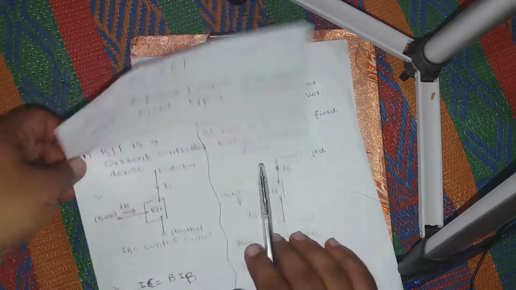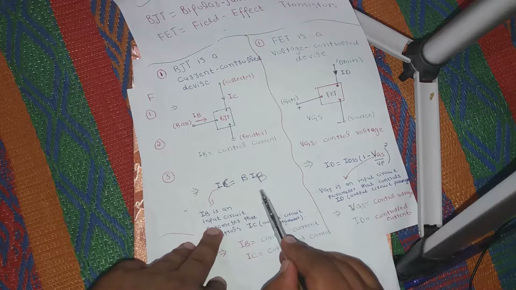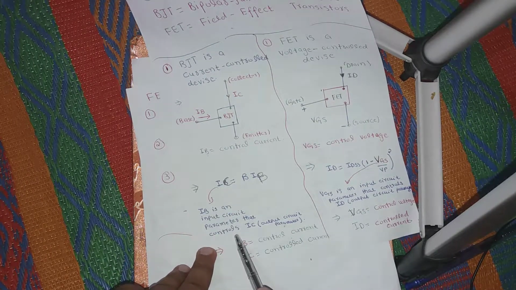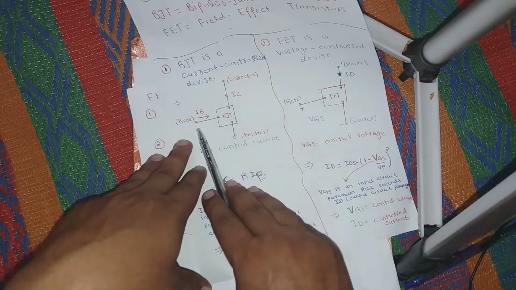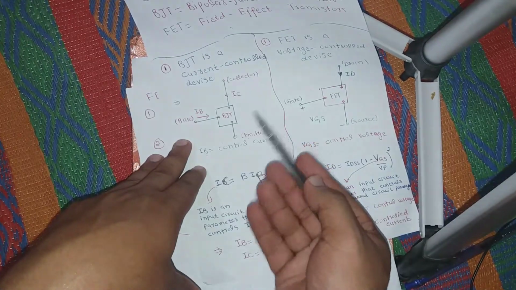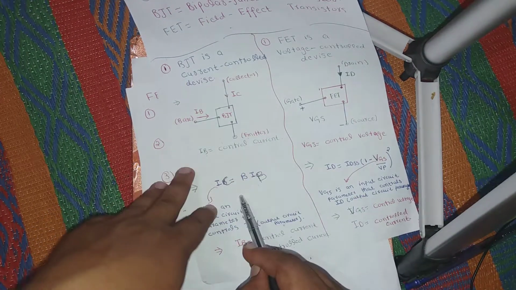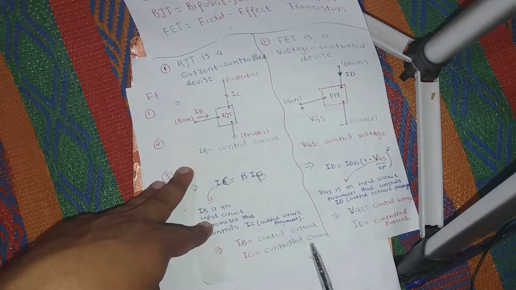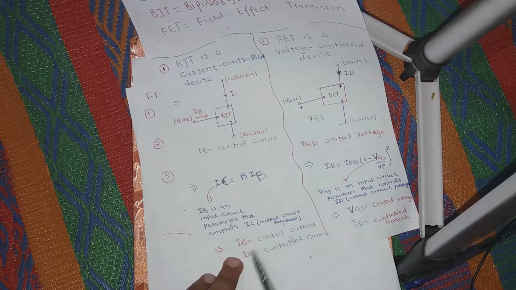Now consider this relationship between input current and output current: IC is equal to beta IB. IB is an input circuit parameter that controls IC, the output circuit parameter. So basically IB is the input current and IC is the output current, and IB controls IC. You can see that the output current IC is dependent on the input current IB. IB is the control current and IC is the controlled current. That means IC is controlled by the current IB.